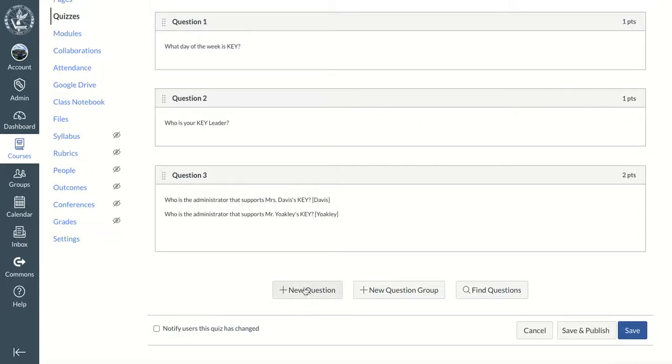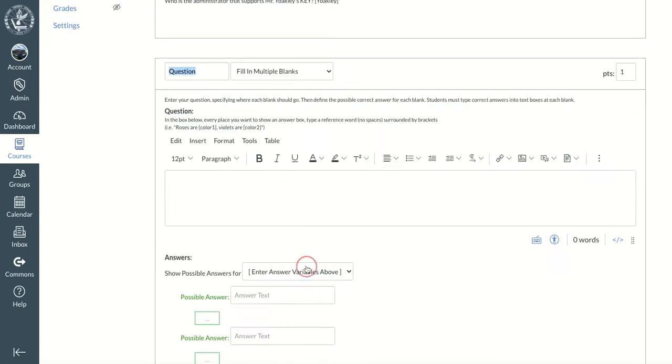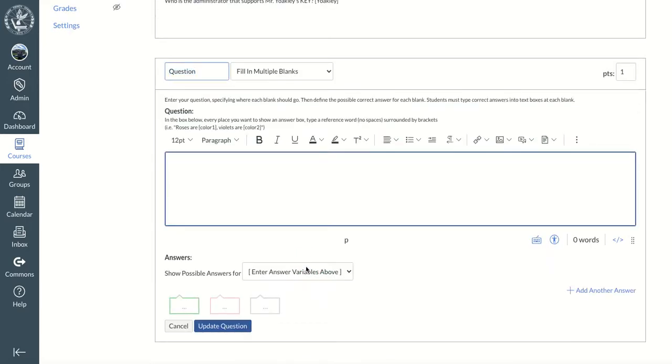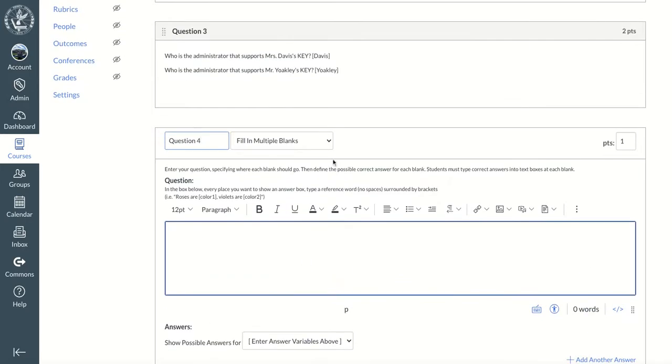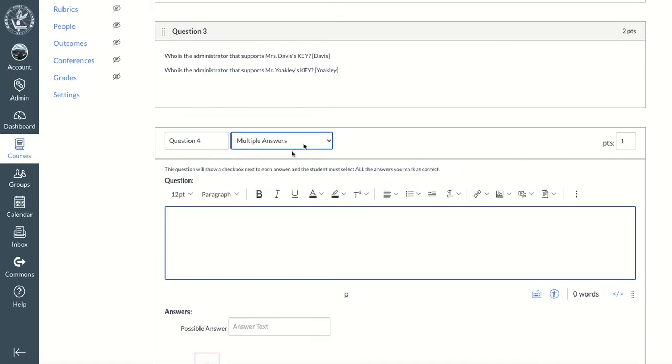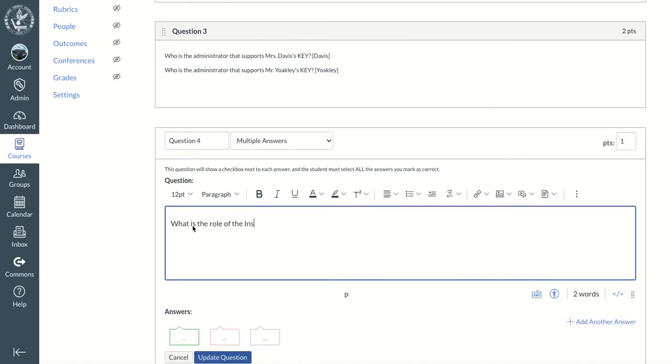The next question type is multiple answers. So this goes along with multiple choice. I'm going to choose new question. This is going to be question 4, and I'm going to make it multiple answer. So this is really multiple select. So I might ask, what is the role of the instructional coaches?